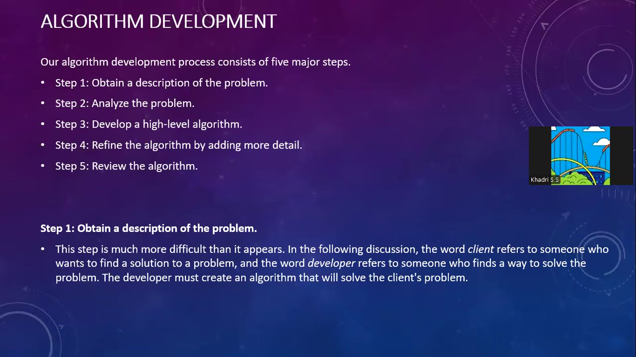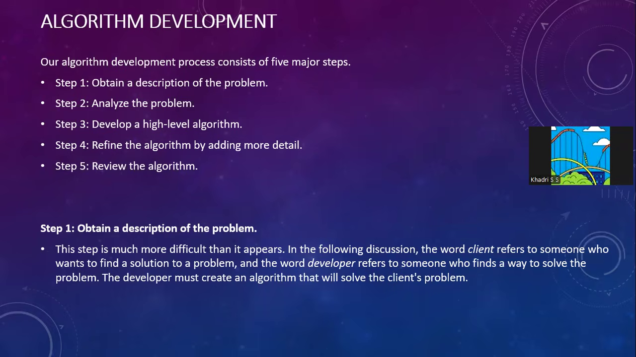Another thing we have here is called algorithm development. The algorithm development process consists of 5 major steps. First, obtain the description of the problem, analyze the problem, develop a high level algorithm, refine the algorithm by adding more details, and last one, review the algorithm. These are the 5 steps we need to develop the algorithm for problem solving.